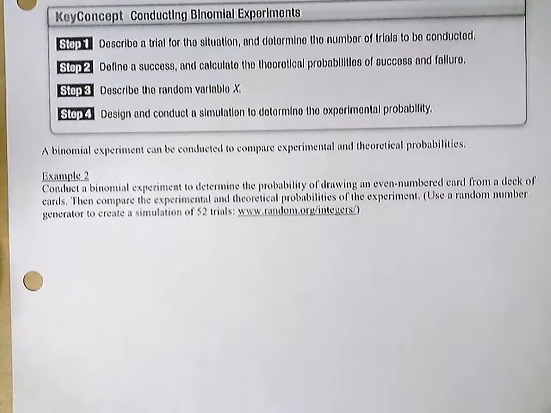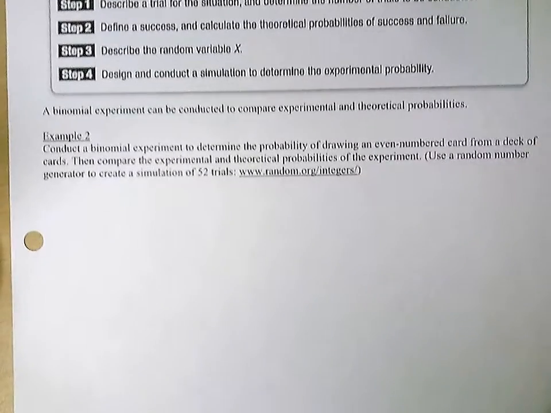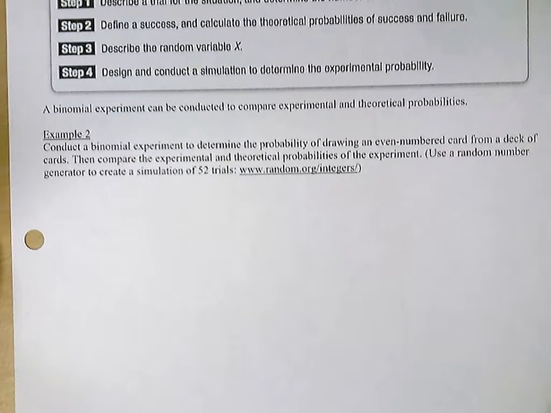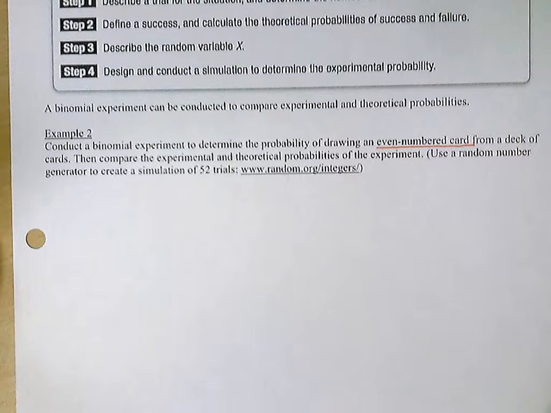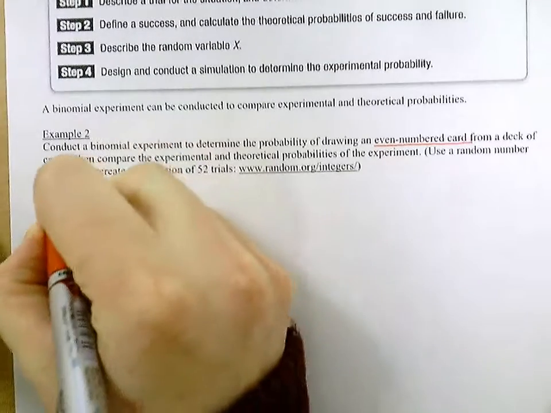A binomial experiment can be conducted to compare experimental and theoretical probabilities. So our example: we want to conduct a binomial experiment to determine the probability of drawing an even numbered card from a deck of cards. Then compare the experimental and theoretical probabilities of the experiment. We're going to use a random number generator to create a simulation of 52 trials. Okay, so we're going to outline each of these steps. So step 1.